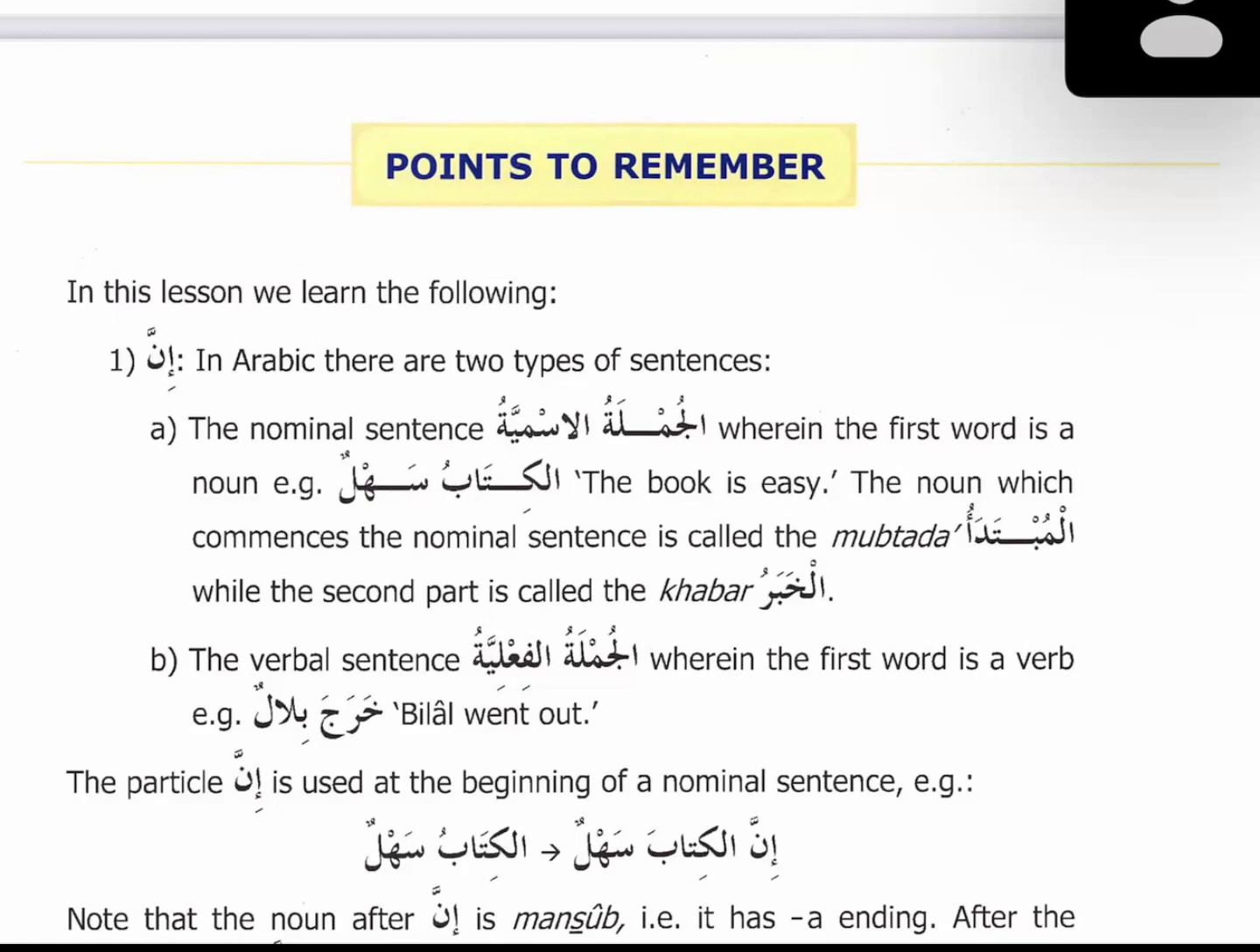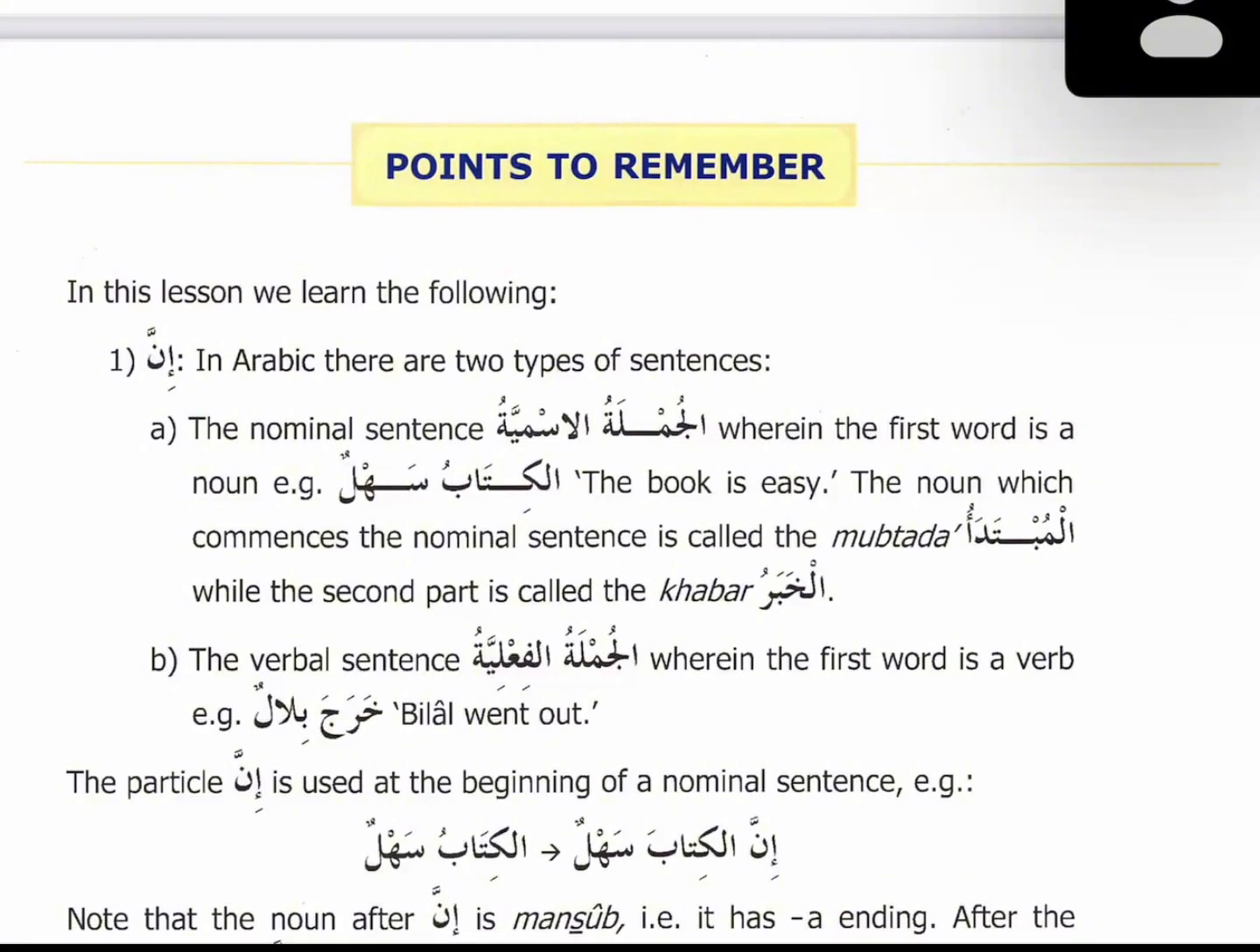Inna. In Arabic, there are two types of sentences. There is a nominal sentence and there is a verbal sentence. Nominal sentence is called the Jumla Ismiya and the verbal sentence is the Jumla Fi'liya. In Jumla Ismiya, the first word is a noun.